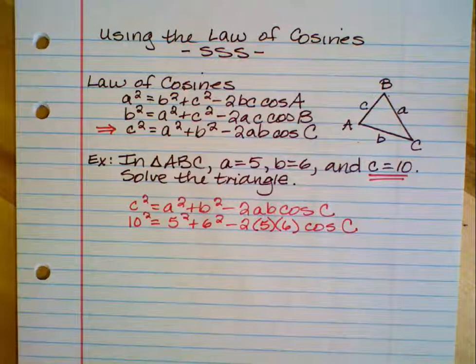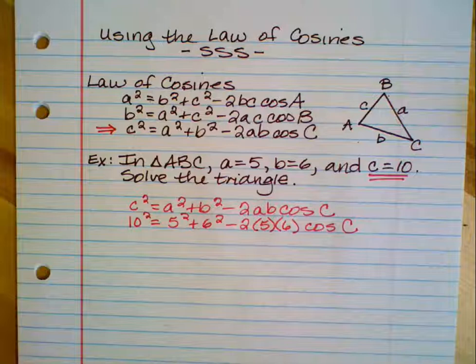Once we have our values substituted, then it's a matter of using those algebraic properties that we know in order to solve this equation for the measure of angle C. In the last video, we talked in great detail about the process of going through these steps in the order of operations: parentheses, then exponents, multiply and divide, and lastly add and subtract, and how we use those steps to find a missing angle measure in the law of cosines.